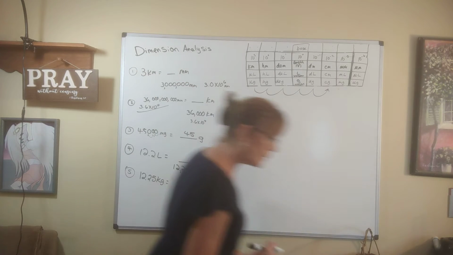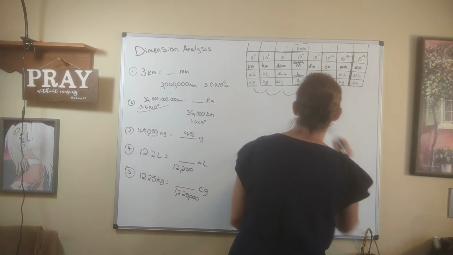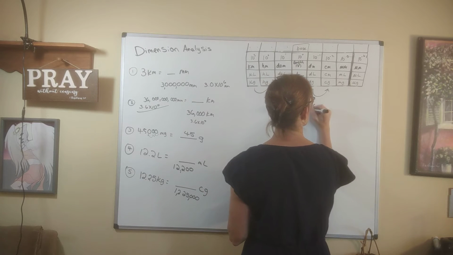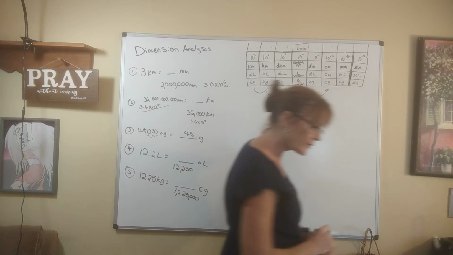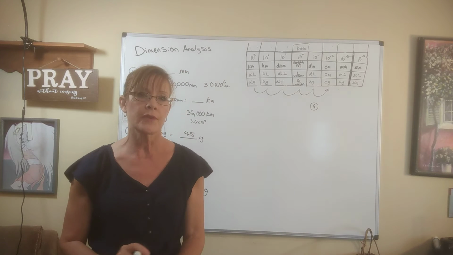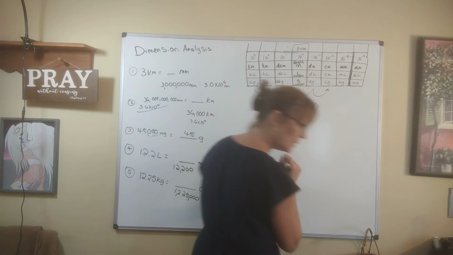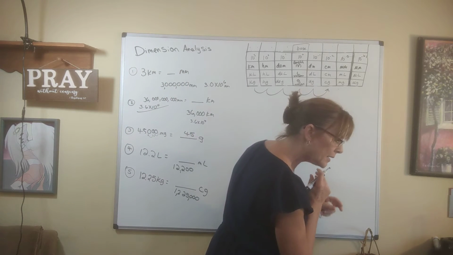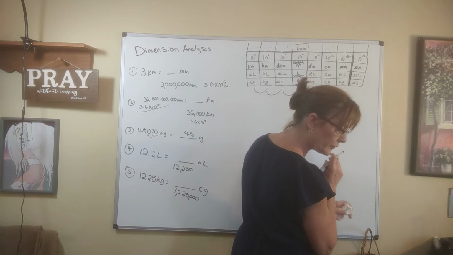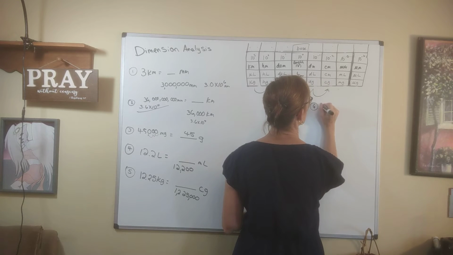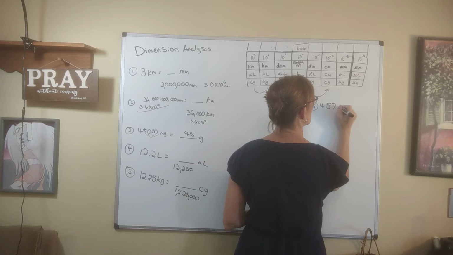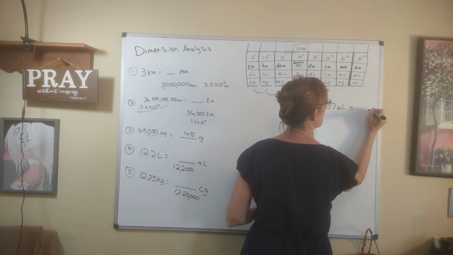All right, so number 6, last one of these, like this. Number 6, they say how many milligrams are in 457 microliters. Oh wait, let me try again. How many milliliters are in 457 microliters? So start with what you know. 457 microliters, how many milliliters?